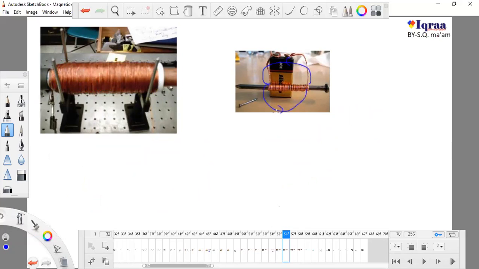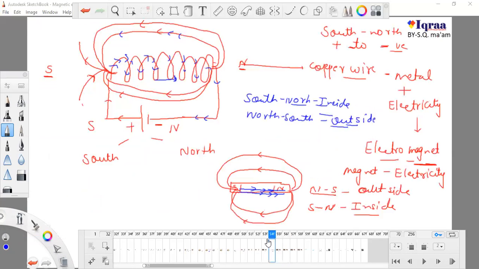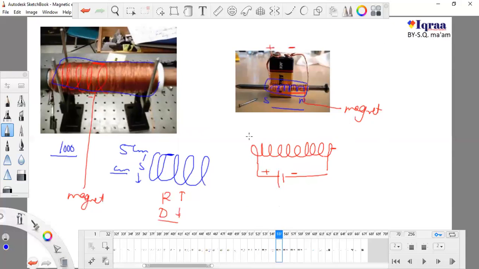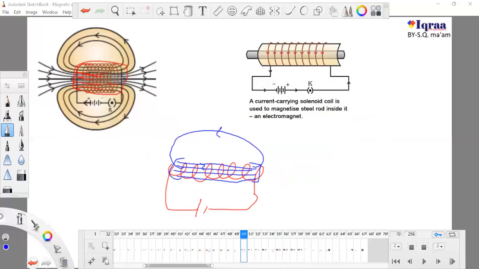They will produce some magnetic field lines like this. This is a real solenoid, it will produce magnetic field lines like this. Definitely it will produce magnetic field lines, but the question arises about the proper solenoid, the area which is proper solenoid. It is also having these magnetic field lines.